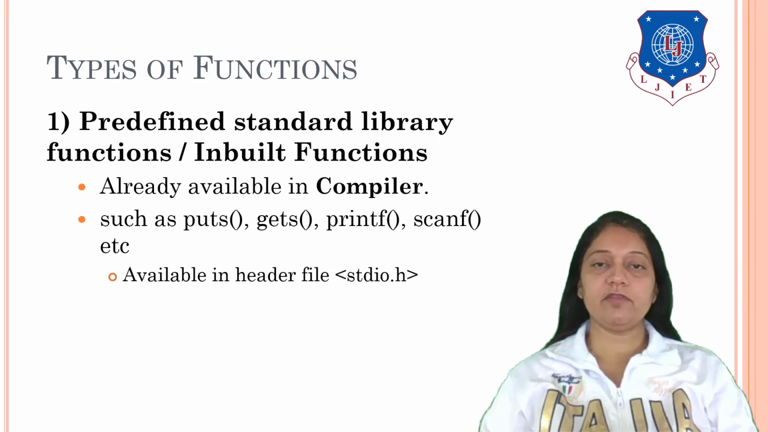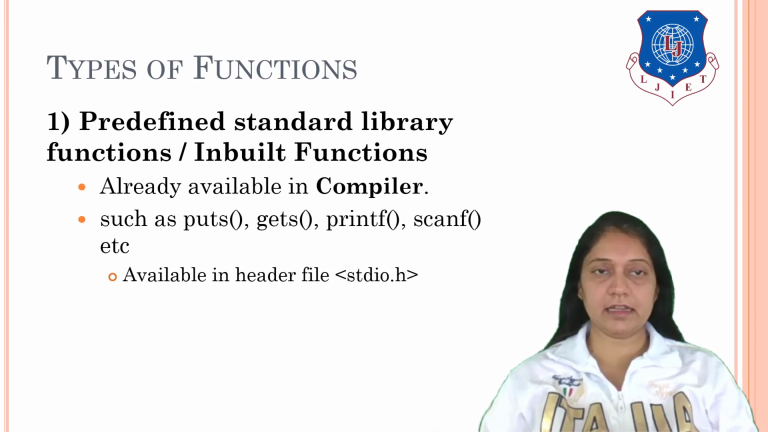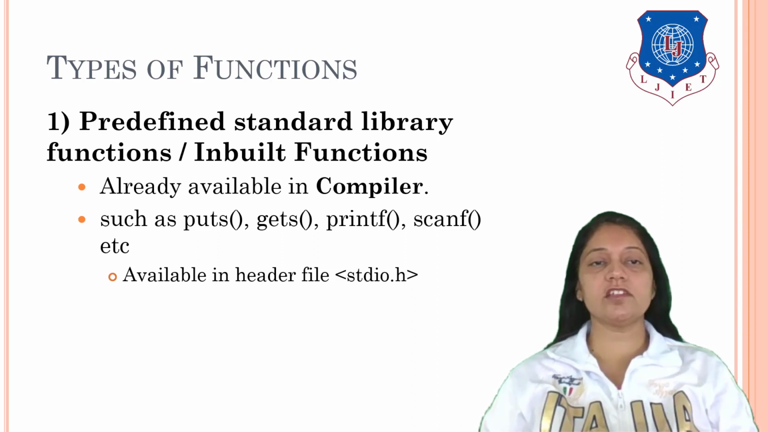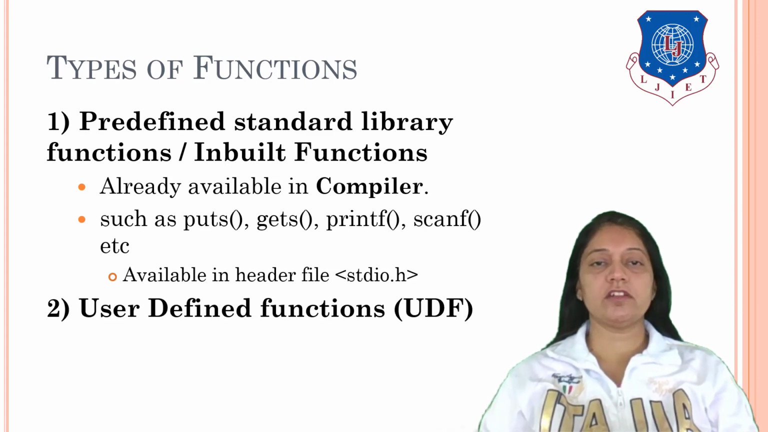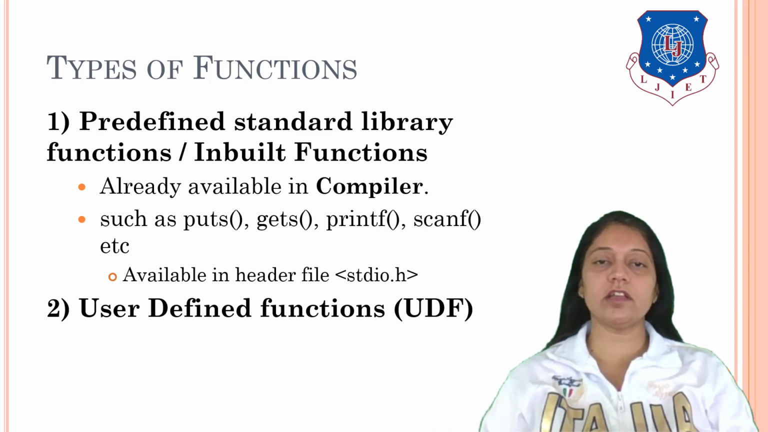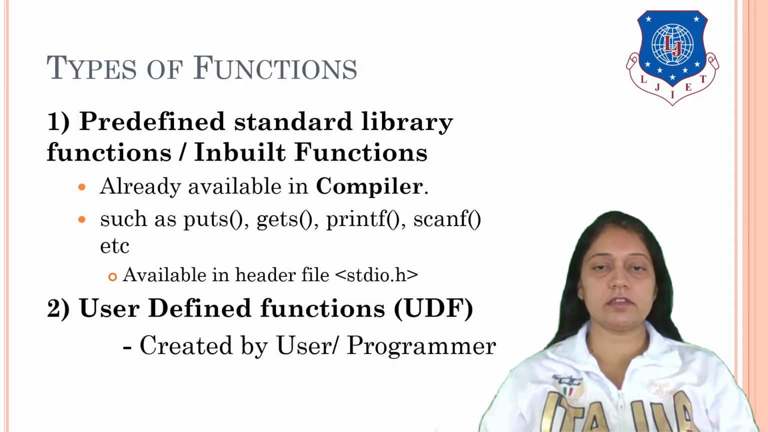These predefined library functions are available in different header files. For example, printf and scanf are available in the stdio.h file. Then we have seen different string functions like strcpy, strcmp, strcat. These are available in string.h. So you have different header files, and in these header files we have different inbuilt functions which are already stored. You can use these functions directly. If you want to use a predefined library function, you just need to call it. You don't need to write the code of this function. The other type is making a function from scratch, which is known as a user defined function. These are functions created by the user or the programmer, and they are not available in your library.